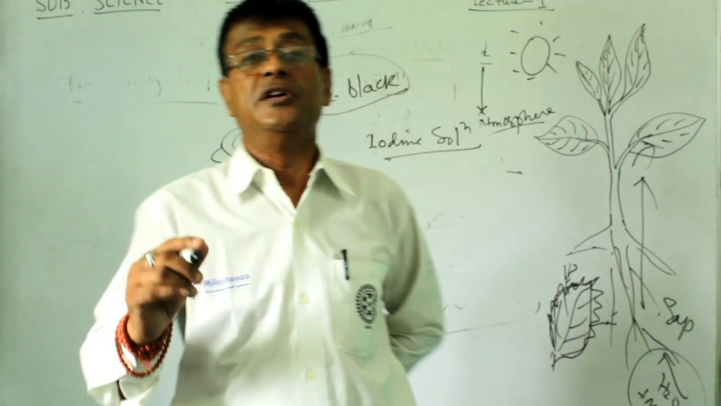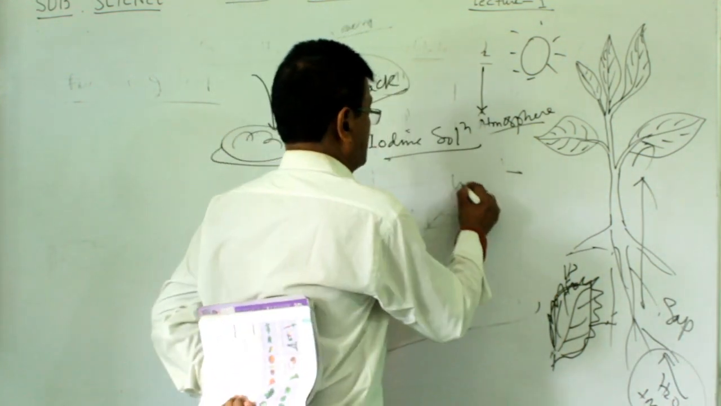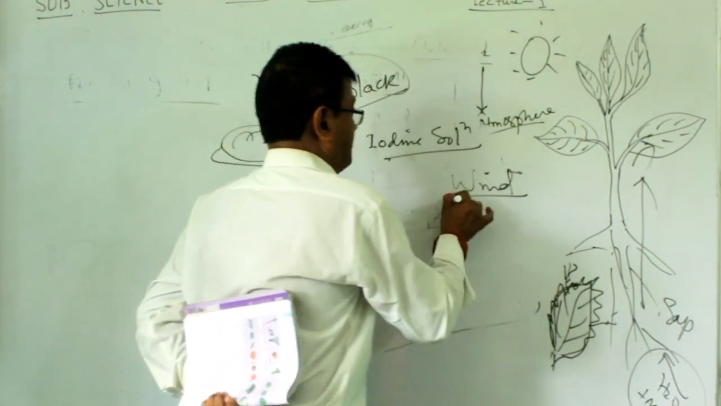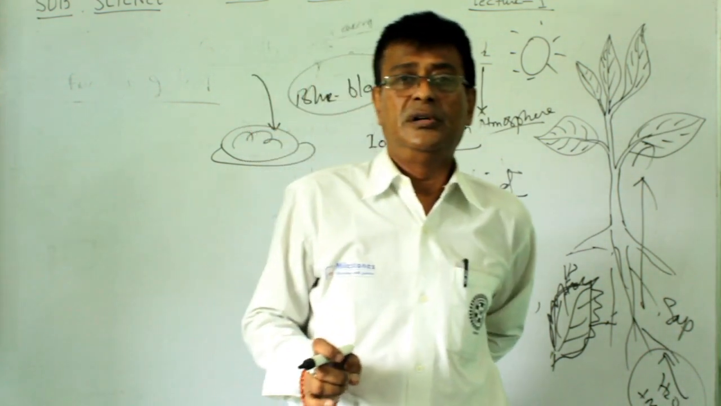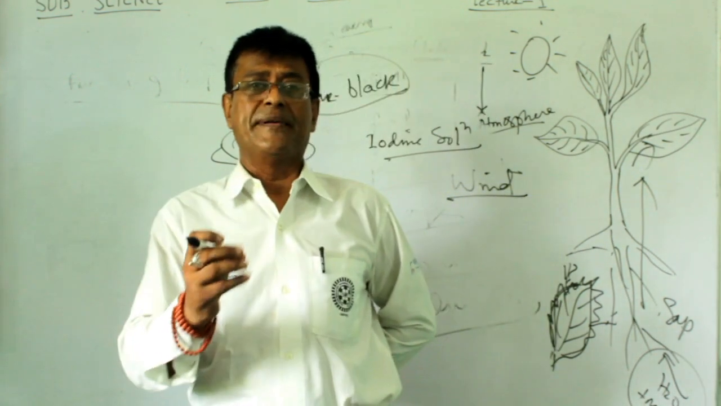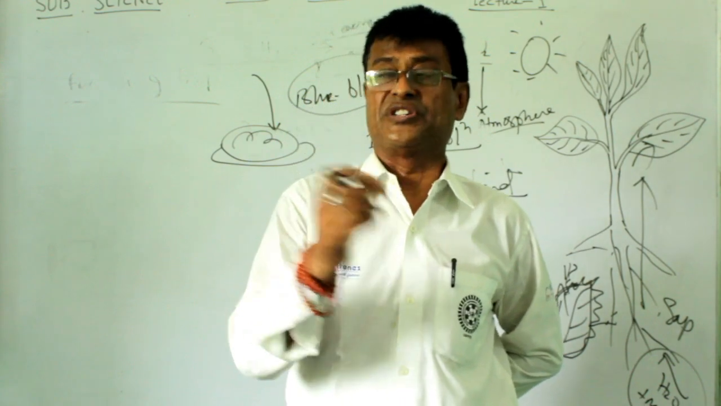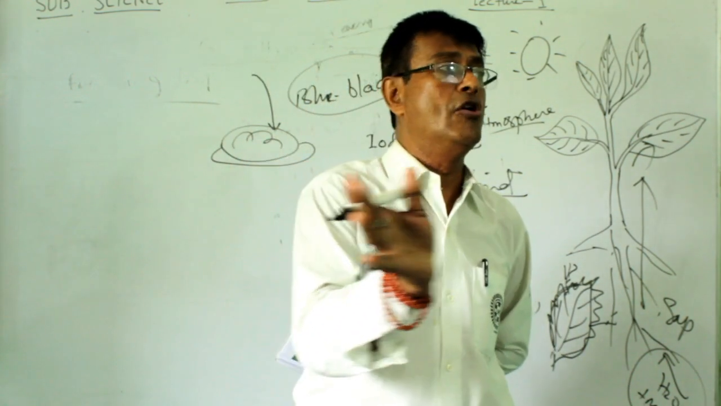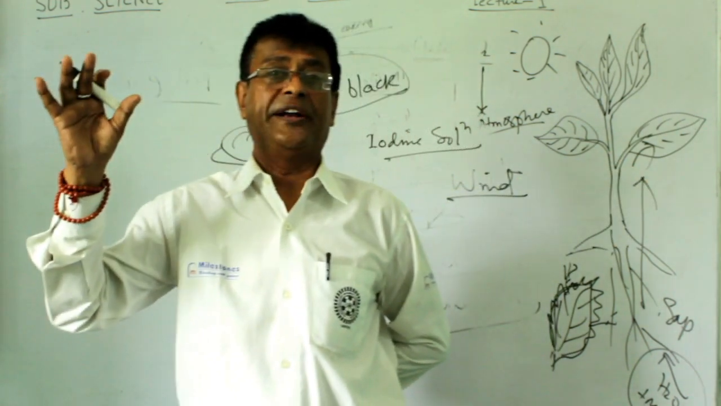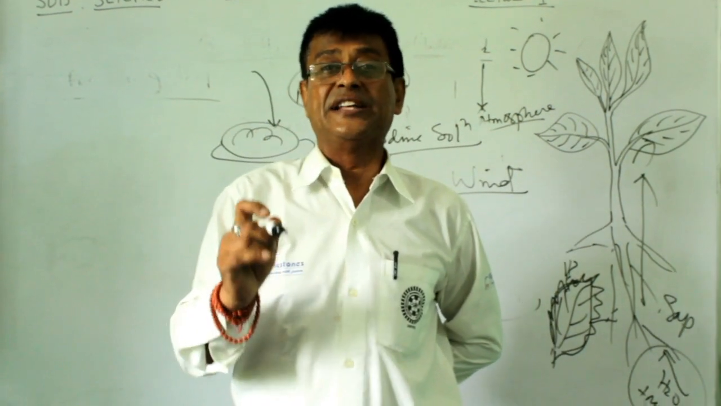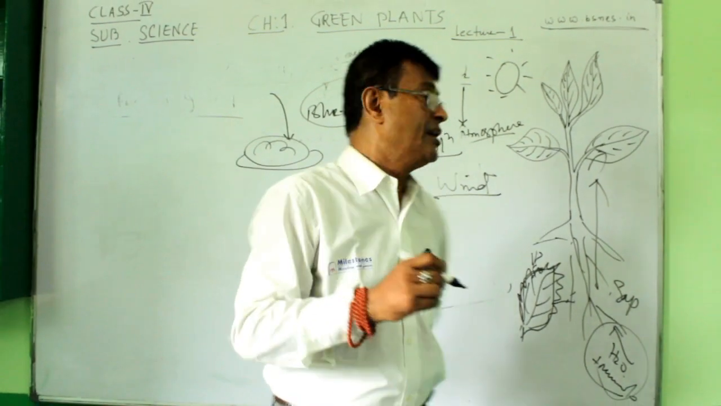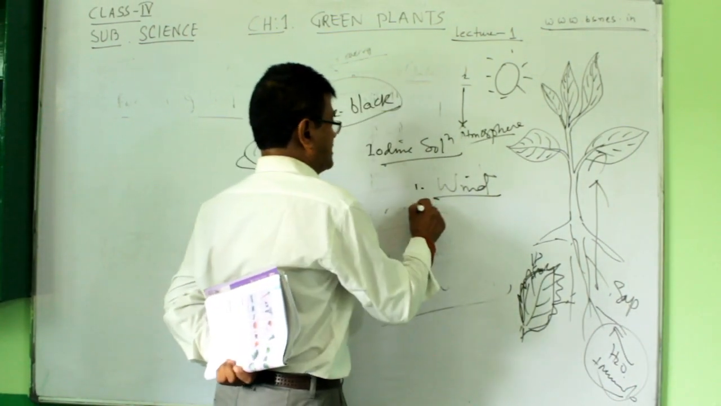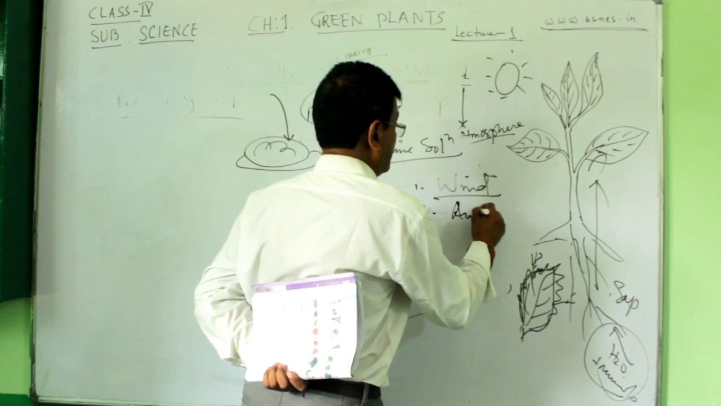The first agent of seed dispersal is wind. Some plants like maize and others have very fine seeds which can float and fly in the air. So they go to far off places and get germinated. That is dispersal by wind. Number two, there is dispersal by animals.